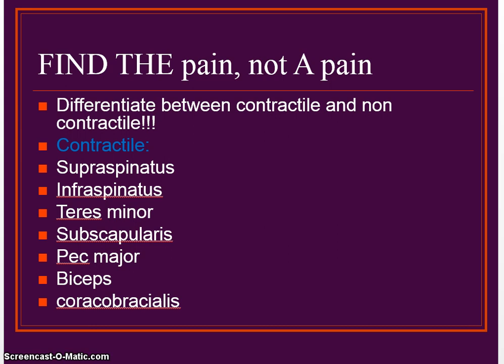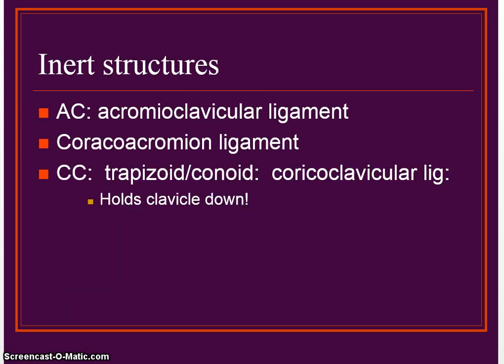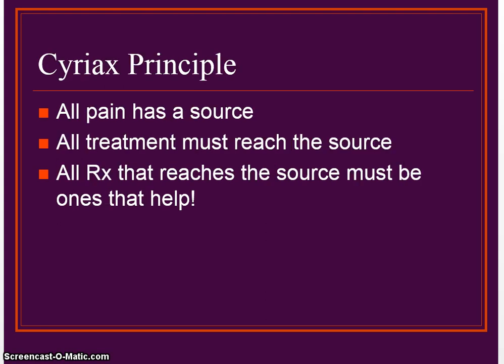So what's the difference? Contractile should be just that. It contracts. It has contractile properties. And if you notice, this whole list are all muscles. They're contractile. Okay? Your non-contractile or inert structures are those of ligaments because ligaments cannot contract. So we have the acromioclavicular ligament, our coracoacromial and coracoclavicular ligaments. Okay? And those are the ones that bind and hold the clavicle down.